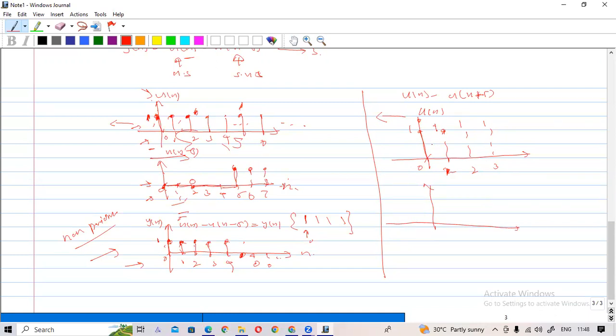Then this 0th sample will be shifted 5 samples in this direction. So that is 1, 2, 3, 4, 5. These are minus. So now your signal is starting from here, minus 5. Here minus 4 also 1, minus 3 also 1, minus 2 also 1, minus 1 also 1, 0 also 1. 1 also 1, 2 also 1, like so. Now you have to subtract this one. This is u[n+5] from u[n].